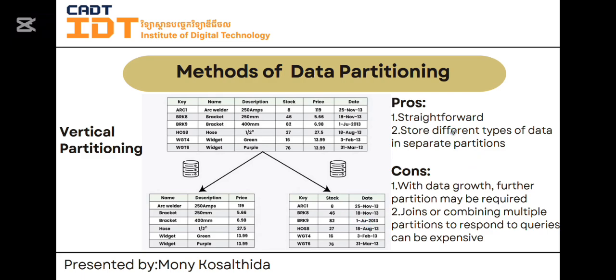The benefits are that it's straightforward and allows storing different types of data separately, which can improve performance for specific queries. On the other hand, as data grows, additional partitioning may be needed. Also, queries that require data from multiple partitions need joins, which can be expensive and slow.